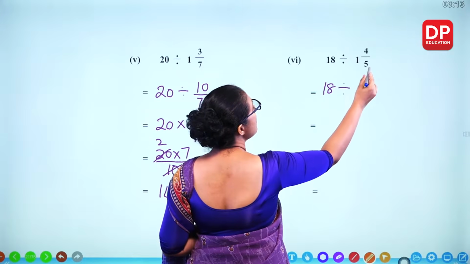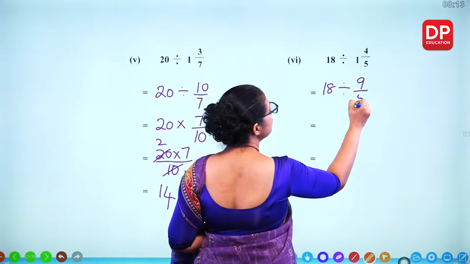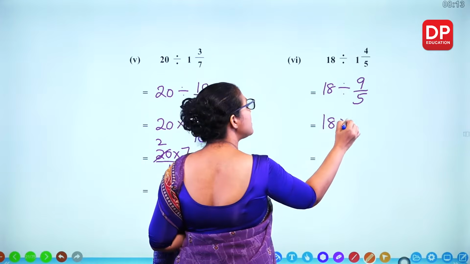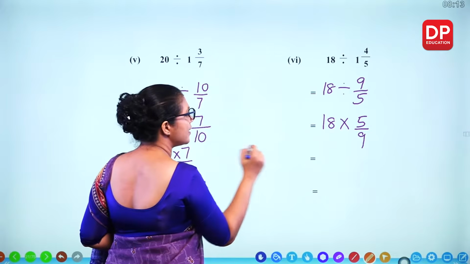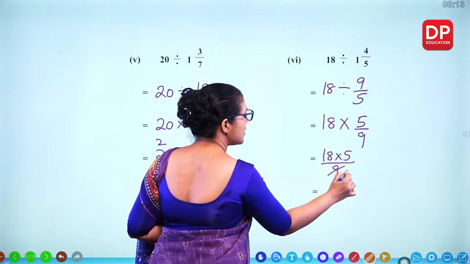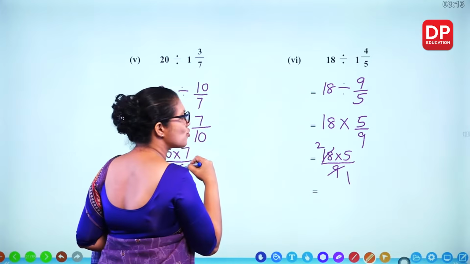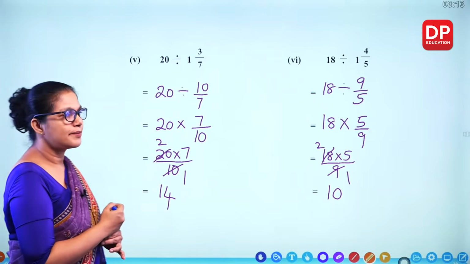18 divided by 1 and 4/5. 18 divided by 5 times 1, 5 plus 4, 9. 18 multiplied by the reciprocal, 5 over 9. So 18 times 5 divided by 9. 9 times 1, 9 times 2. So 5 times 2, answer is 10.